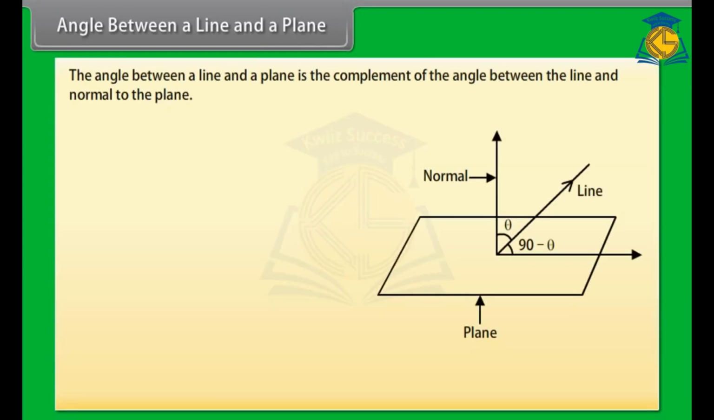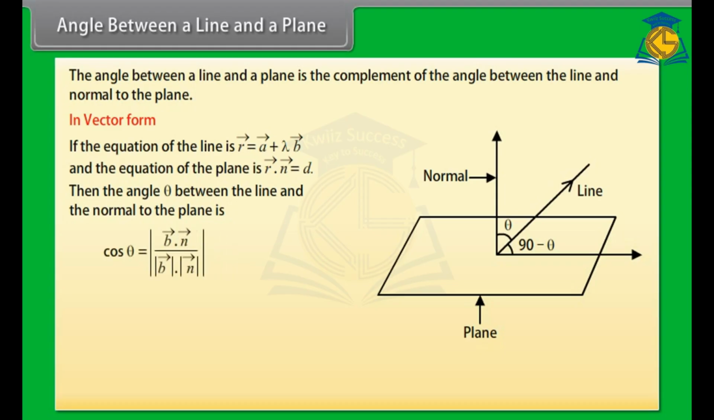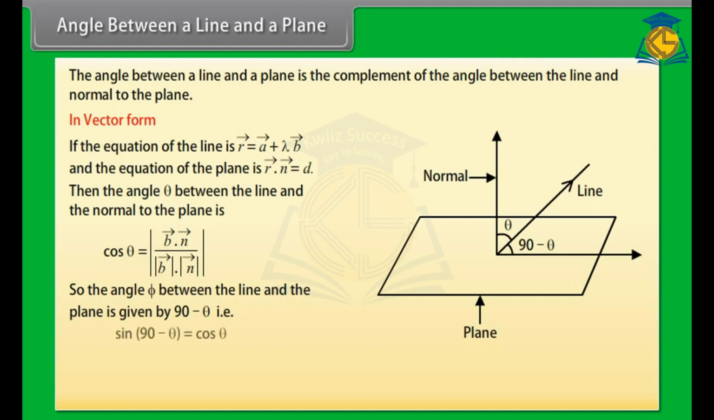Angle between a line and a plane. The angle between a line and a plane is the complement of the angle between the line and normal to the plane. In vector form, if the equation of the line is vector r equals vector a plus lambda vector b, and the equation of the plane is dot product of vector r and vector n equals d, then the angle theta between the line and the normal to the plane is cos theta. So the angle phi between the line and the plane is given by 90 minus theta, that is, sin 90 minus theta equals cos theta.